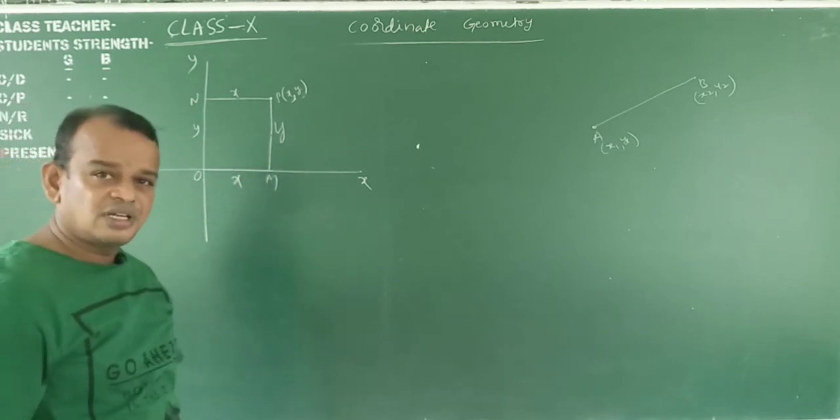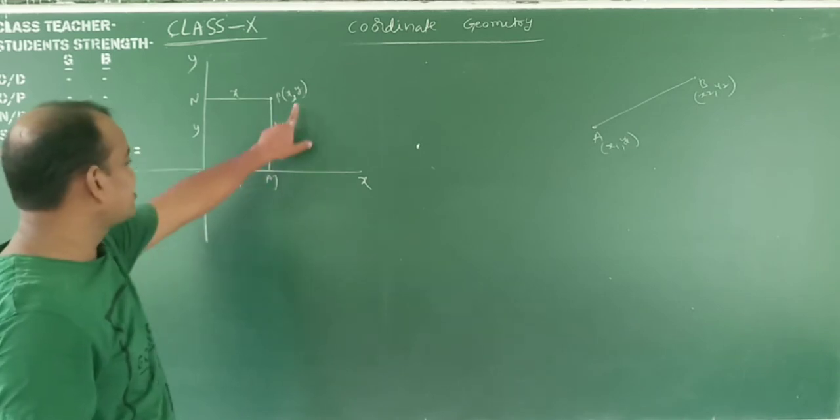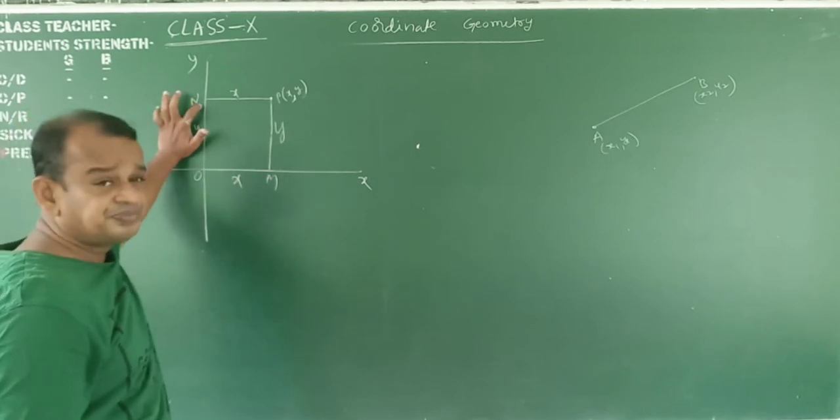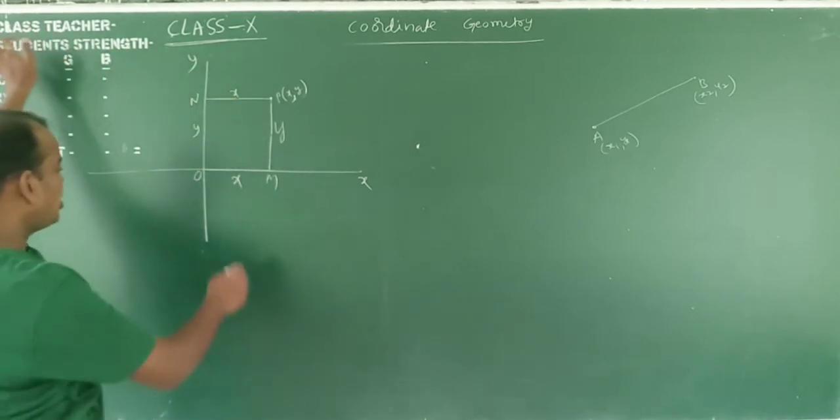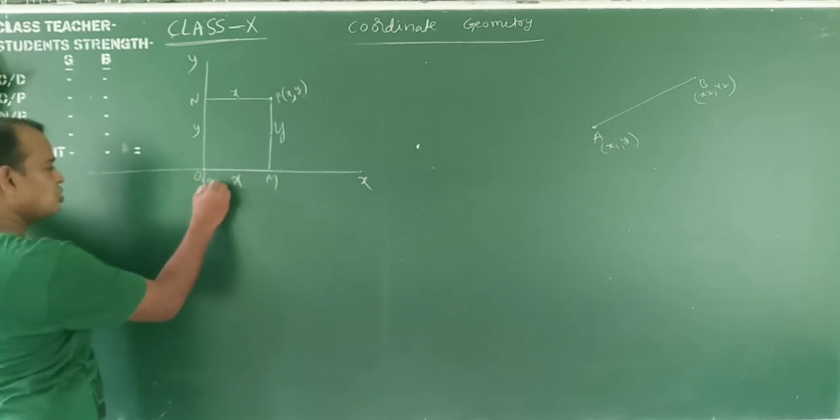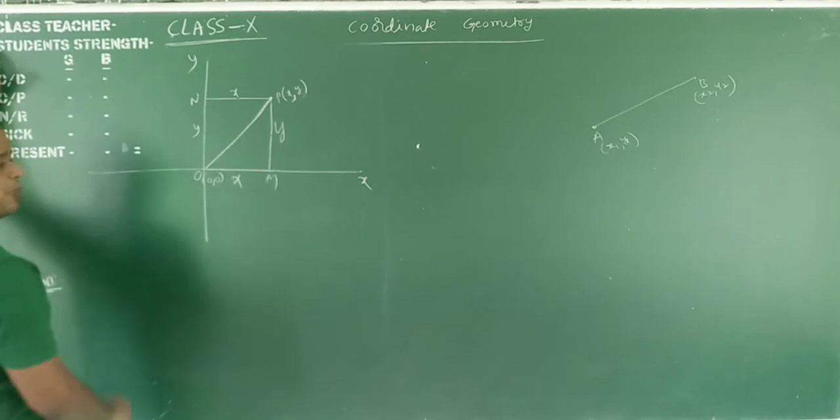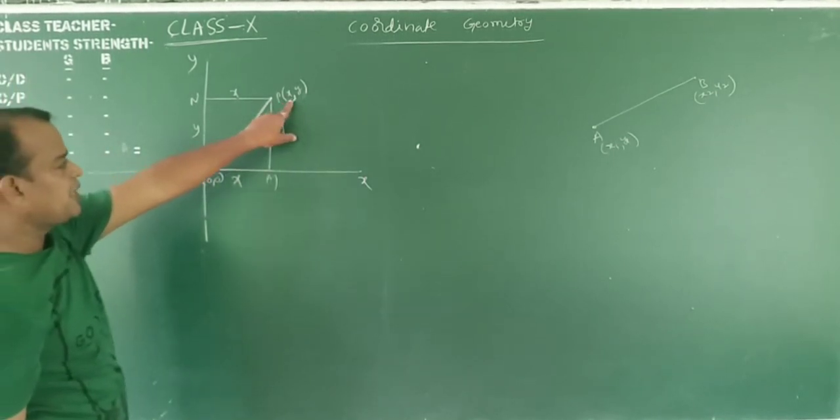My dear students, understood or not? The distance from P to the x axis is equal to the y coordinate, you take the mod. The distance from P to the y axis is mod x. Here observe, joining O and P. This is O, the origin 0 comma 0. Now joining these two, this is OP, the distance from O(0, 0) to P(x, y).